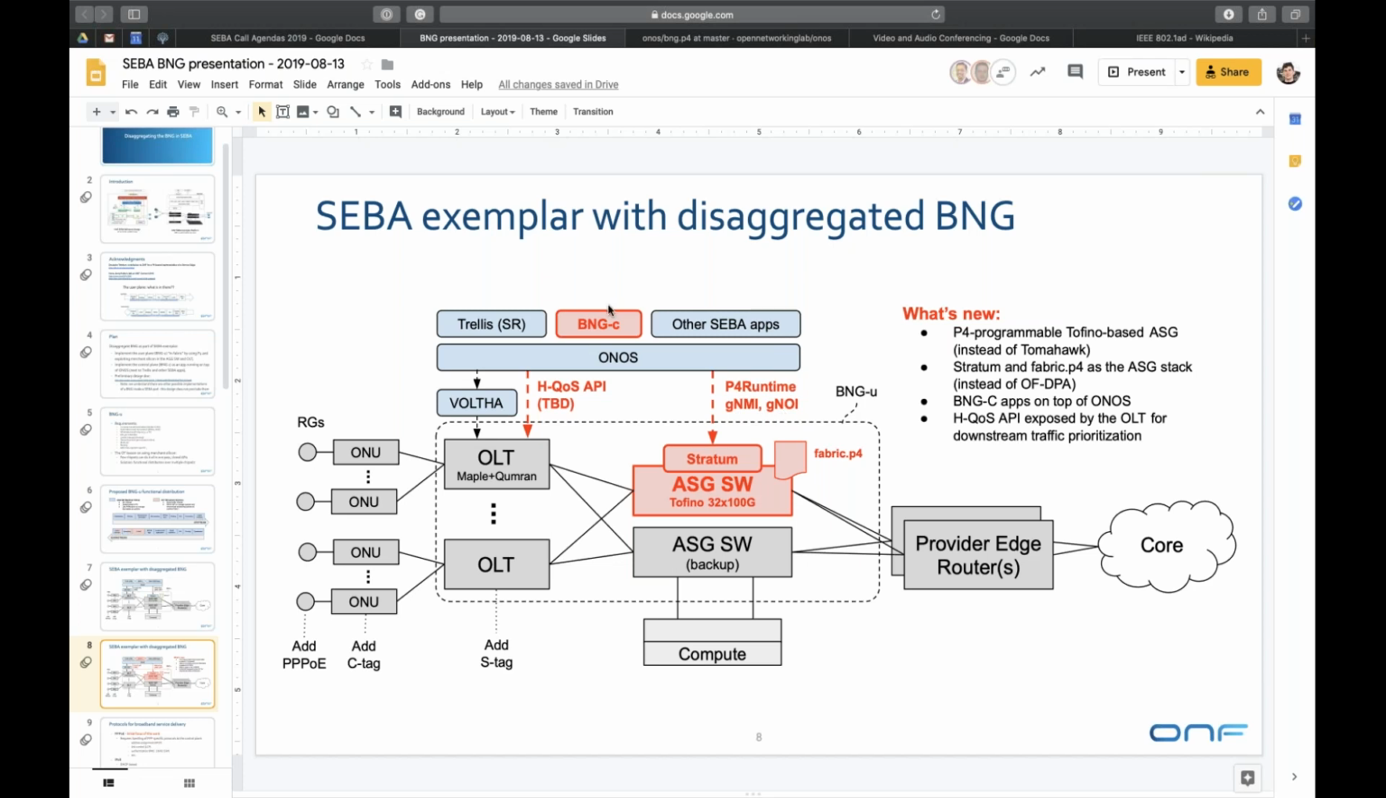On top of ONOS, we have the BNGC set of applications, which is running next to Trellis and the other SEBA apps. And we also have a new API, which is yet to be defined, as I was saying before, to control the HQoS part, which is implemented by the OLT. In this case, I highlighted the combination of the OLT and the ASG as our BNGU block, and that's because of this functional distribution I was describing before.